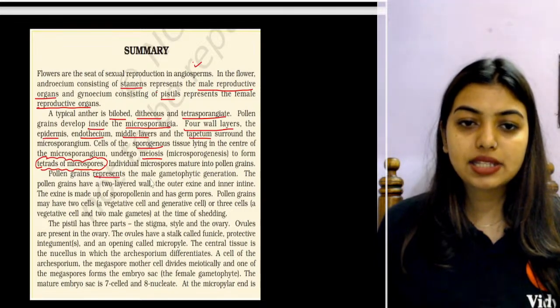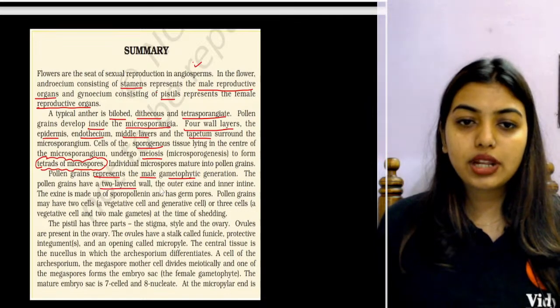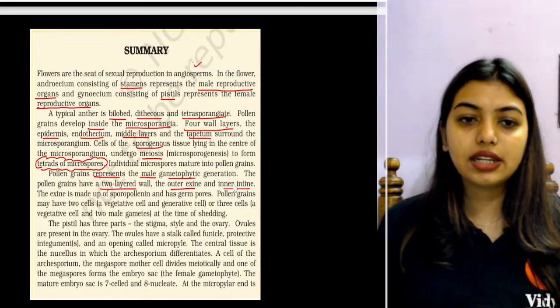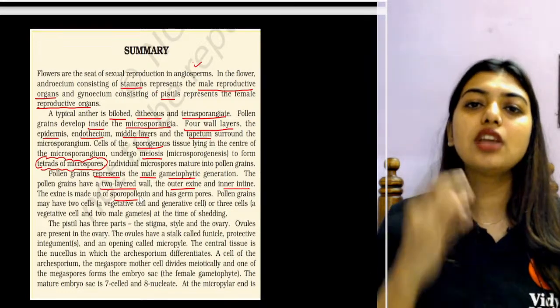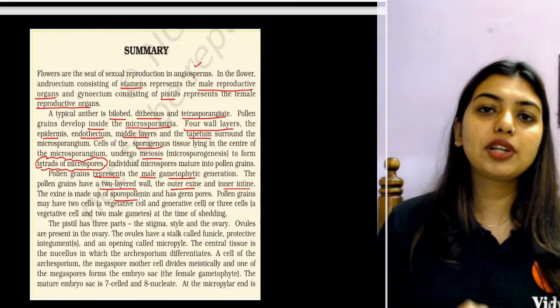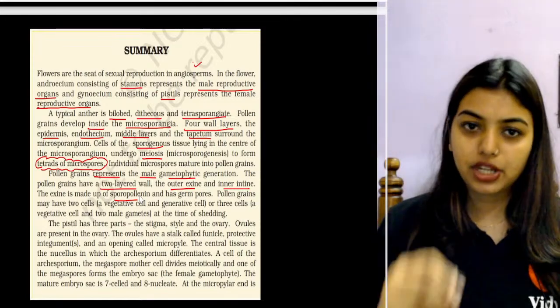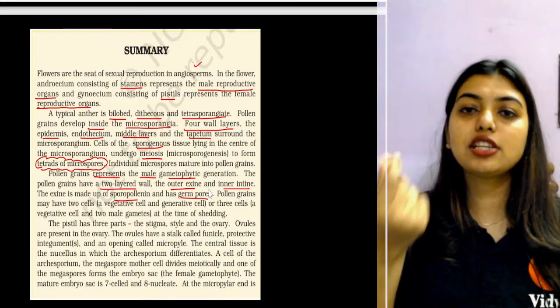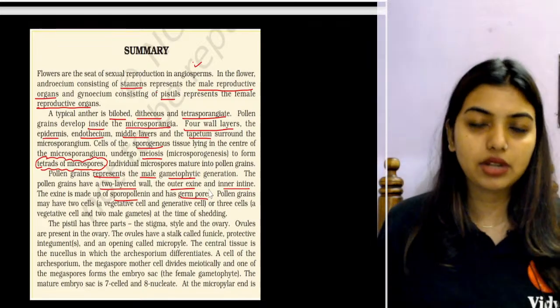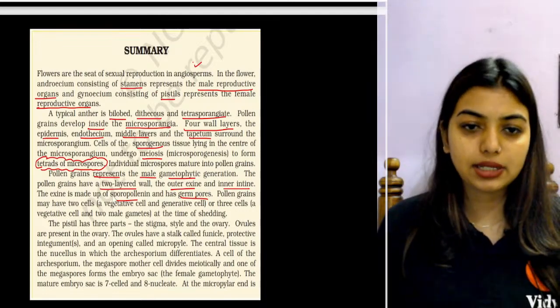Pollen grains represent the male gametophytic generation. The pollen grains have a 2 layered wall, the outer exine and the inner intine. The outer exine is made up of sporopollenin, which is one of the most resistant organic matter found, which cannot be damaged by acid, alkali, or temperature. And they have germ pores. These are places where sporopollenin is absent, so that the pollen tube can germinate from there. Okay, and then we have intine, which is the innermost layer, made up of cellulose and pectin.